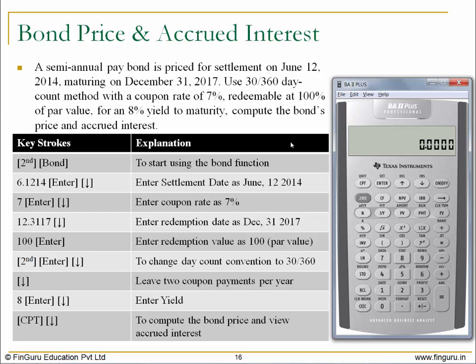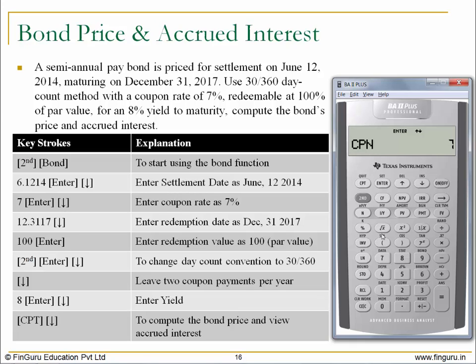So to calculate the value of the bond and the accrued interest, we need to use the bond function of the calculator, that is second and bond. This here is the default settlement date. We need to change that, and the calculator by default has the date setting as month dot day year. So in this case our settlement date is June 12, 2014. So that happens to be 6.1214. Enter.